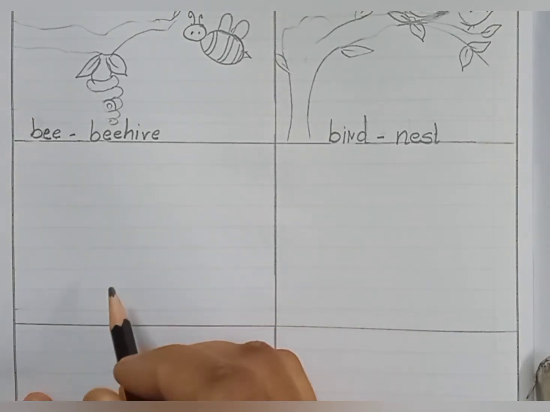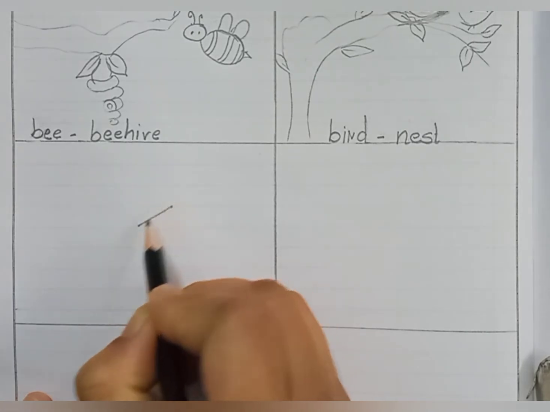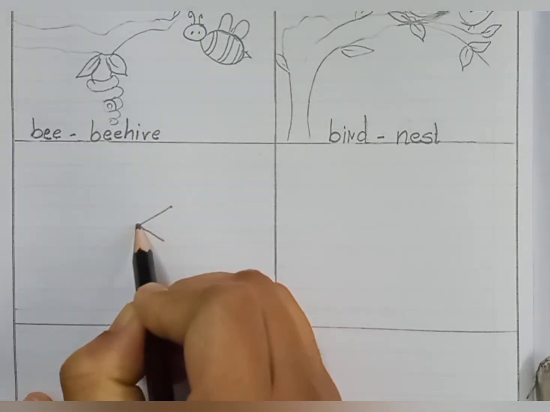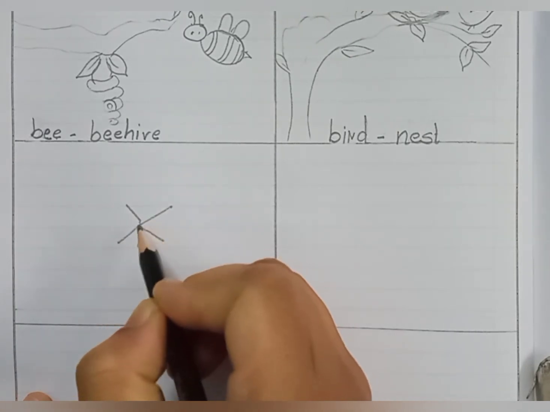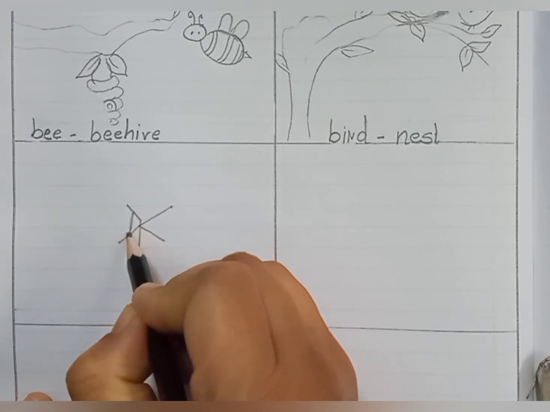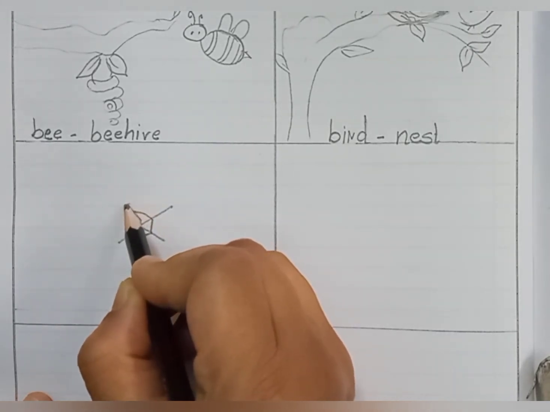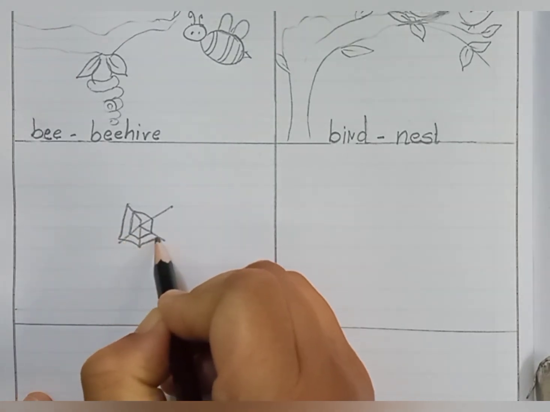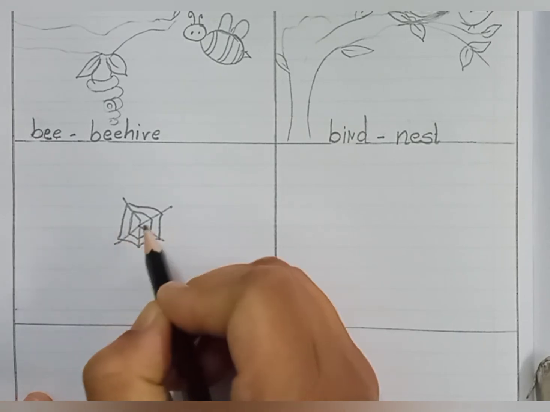Now we are going to make one spider web. And it's very easy to make. Draw such lines like this. Yes. And try to make a web like this. Isn't it very easy? Yes. And your web is ready.